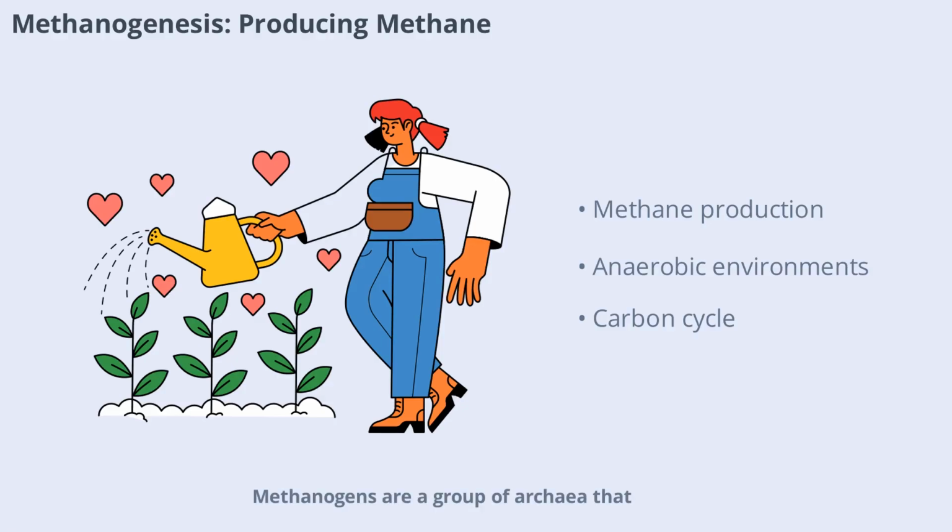Methanogens are a group of archaea that produce methane as a byproduct of their metabolism. They thrive in anaerobic environments like wetlands, digestive tracts, and landfills. Methanogenesis is a key step in the carbon cycle and has implications for greenhouse gas emissions and renewable energy production.